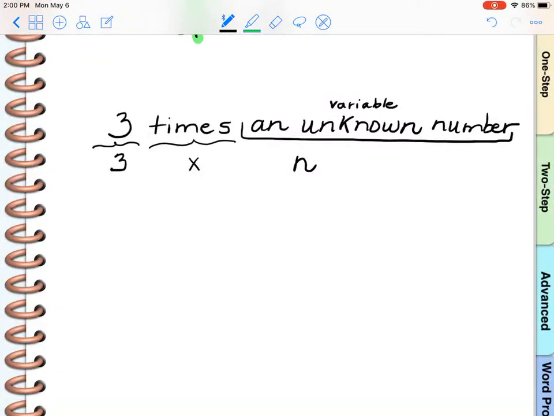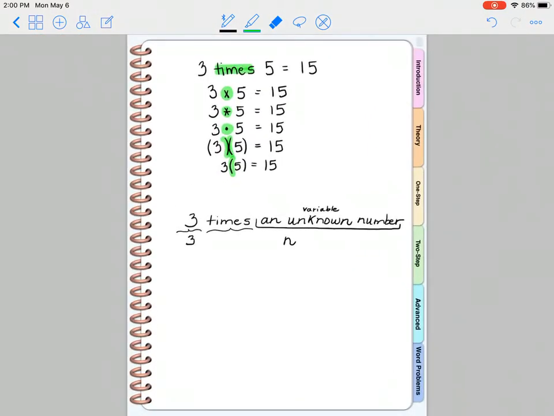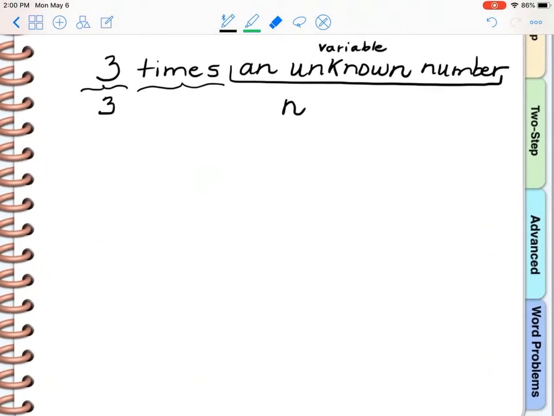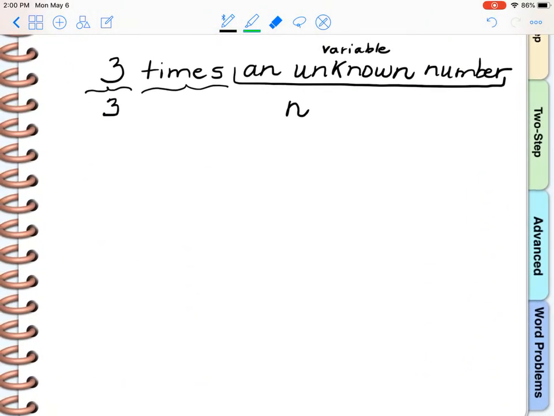So all of the ways I showed you before will work. You could use any of those green methods up there, it would be fine. But here's the best way. If you want to say 3 times an unknown variable, you push them together just like so. 3 times an unknown number.